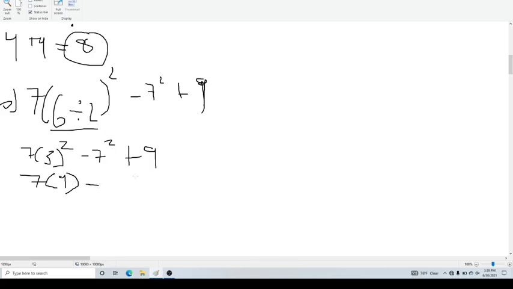So now we need to look for any other exponents. So we have 7 squared, which is 49. And then we have plus 9. All right, so now we have 63. So 7 times 9 is 63, minus 49, plus 9. And so we add or subtract from left to right. So 63 minus 49 is 14, plus 9 is equal to 23.